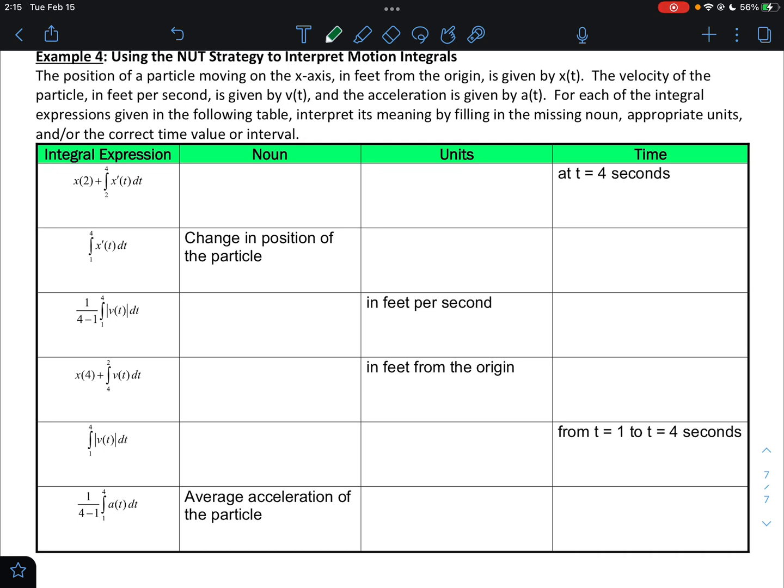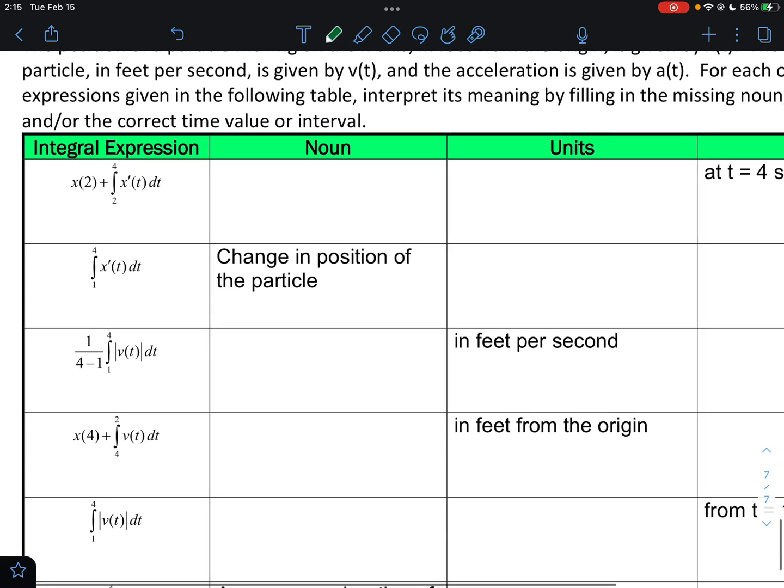All right, so for the first one, again, if you want to try this on your own, it'd be a good idea. Go ahead and pause the video here. But if not, we'll go through this together right now. For the first one, x of 2 plus the integral from 2 to 4 x prime of t dt. This is going to represent the position at time 4 seconds. So the noun would be the position of the particle.